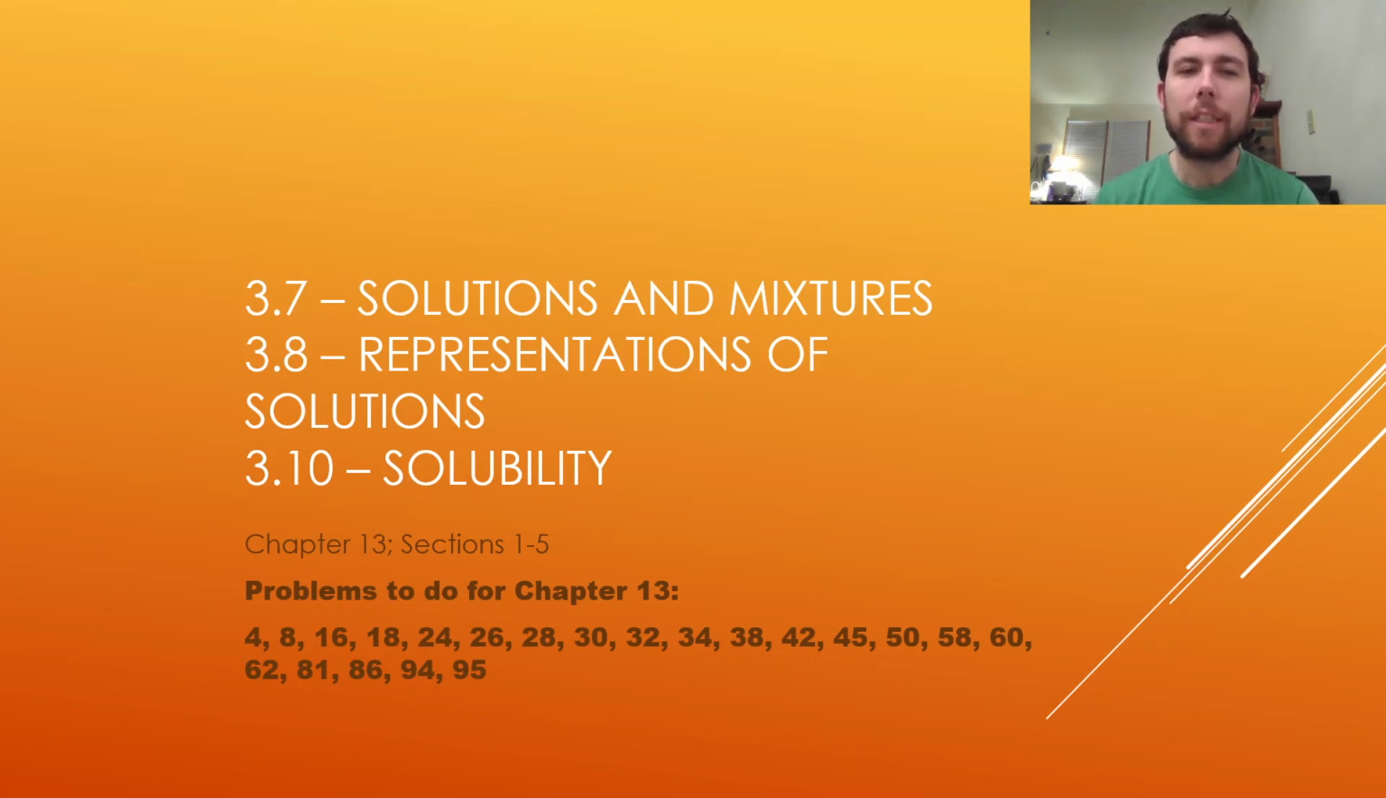We are continuing our discussion through Unit 3 by looking at solutions and all things that have to do with solutions within the context of chemistry. Just as a quick reminder, we're going to focus on solutions and mixtures, representations of solutions, and solubility. This information can be found in Chapter 13 in the Brown and LeMay textbook, and it corresponds to sections 1 through 5.